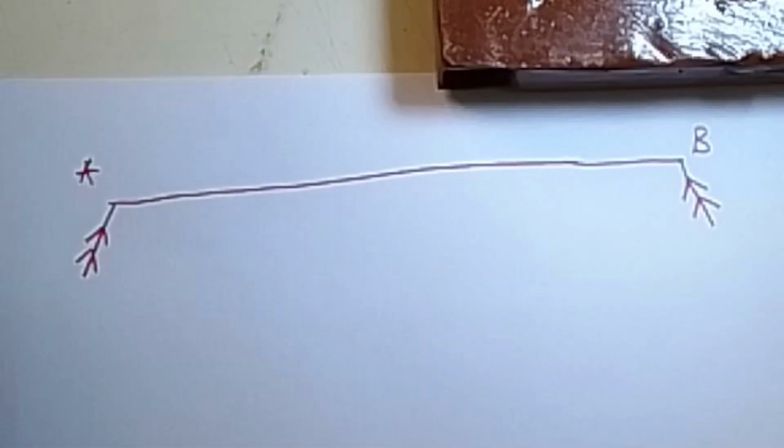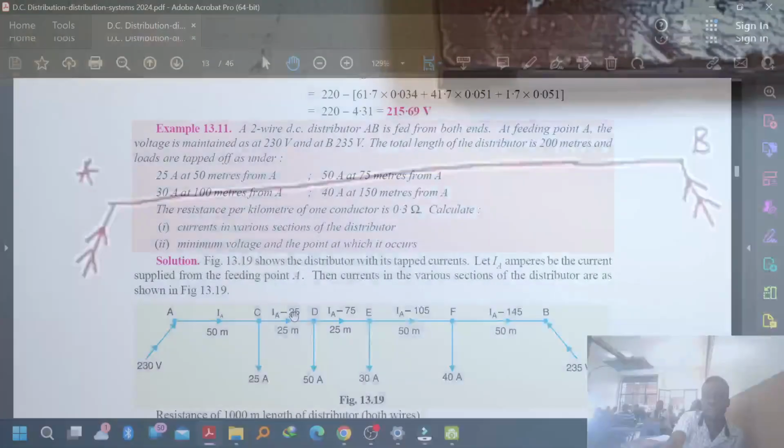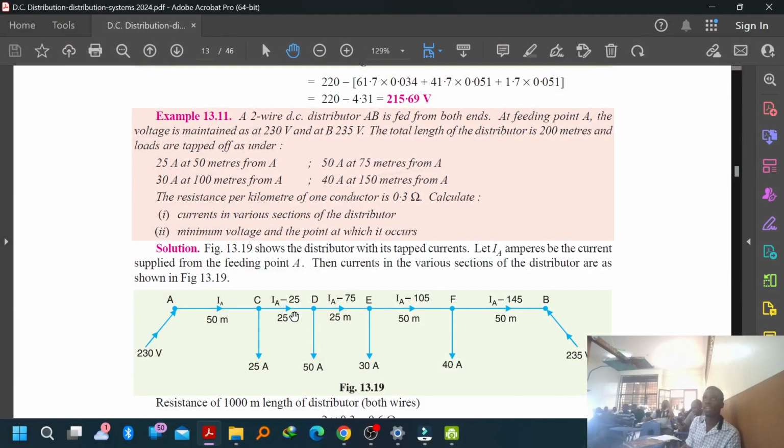Okay, so let's proceed from there. So we're looking at this particular example, and we're considering the given parameters. So now here they have given us the loads. They're telling us the loads are being tapped at those particular points from end A and from end B.